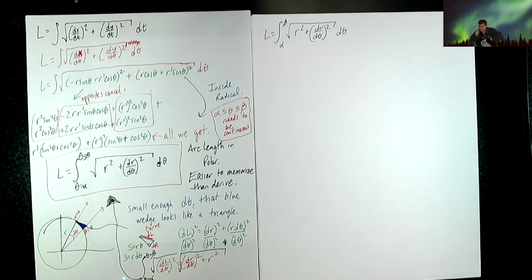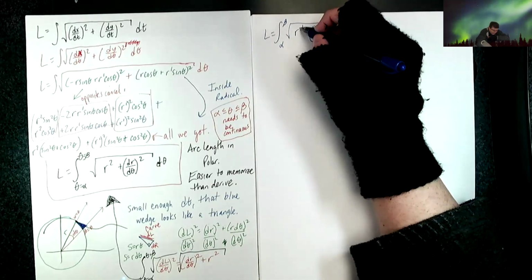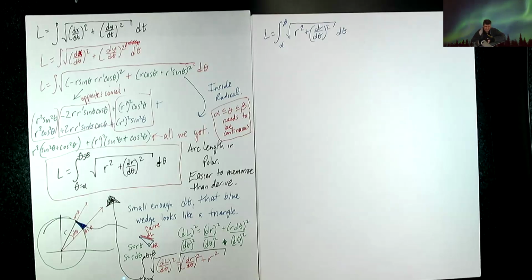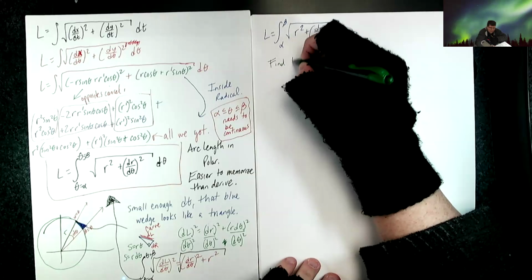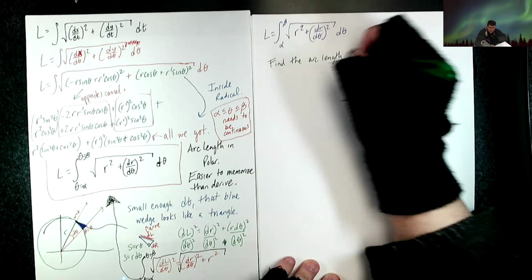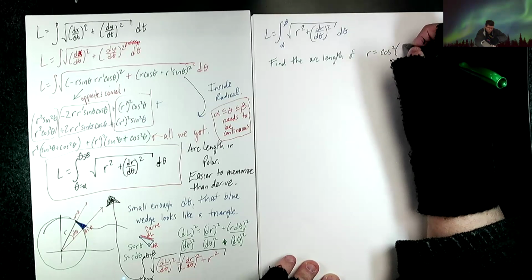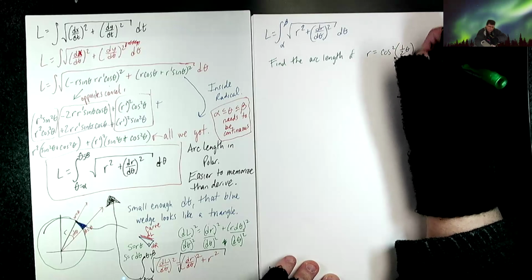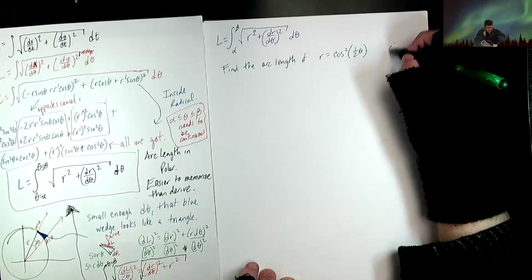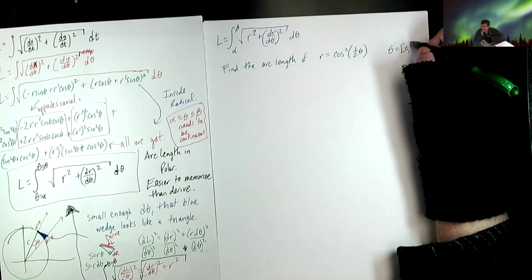Make sure everyone's caught up before we do an example. That's a square. It doesn't look like it very well. It's a square. Let's find the arc length. r equals cosine squared of one half theta, or theta over 2, for theta in 0 to pi over 6, pi over 3. Let's do pi over 3.